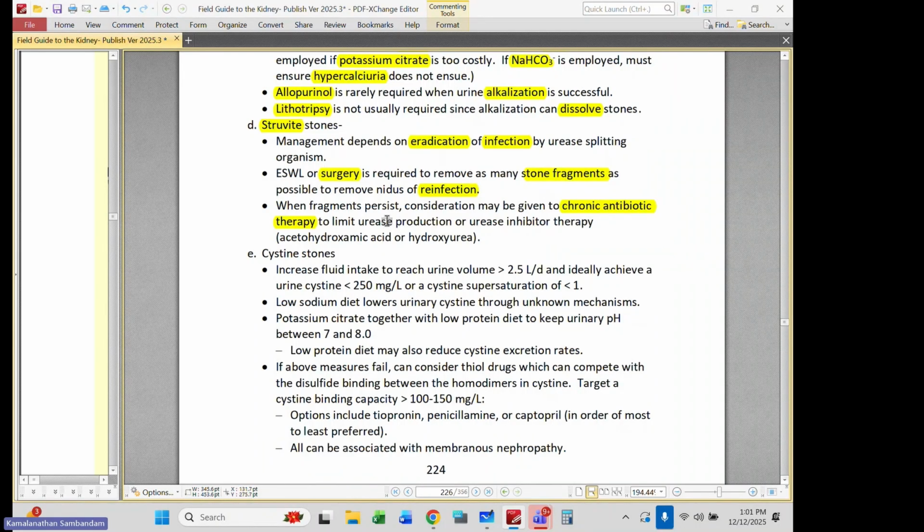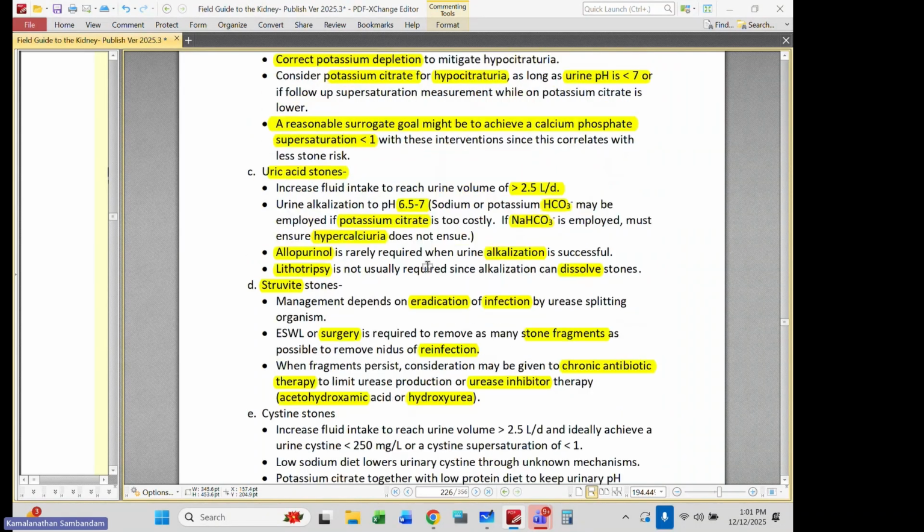Okay. The other is actually the use of a urease inhibitor. We don't use that very often, especially hydroxyurea, because of the obvious downsides of bone marrow suppression. But there is a drug, acetohydroxamic acid, that is prescribable as a urease inhibitor. I would never use hydroxyurea. If I did use this intervention, I might use acetohydroxamic acid.